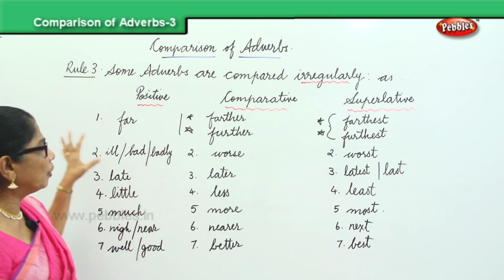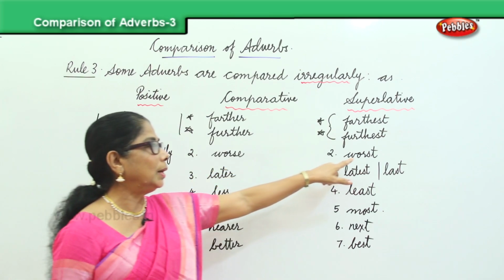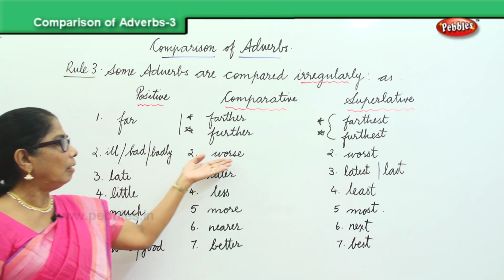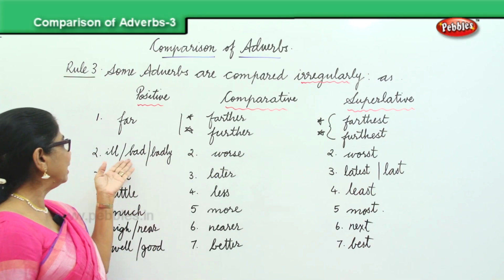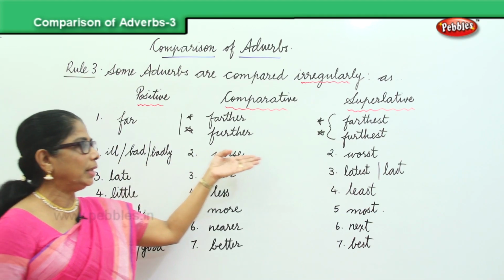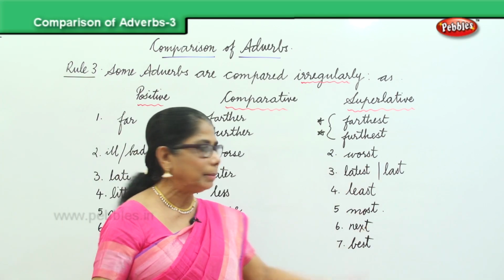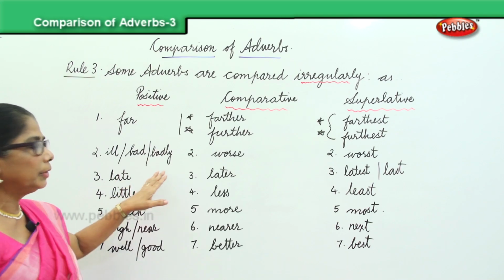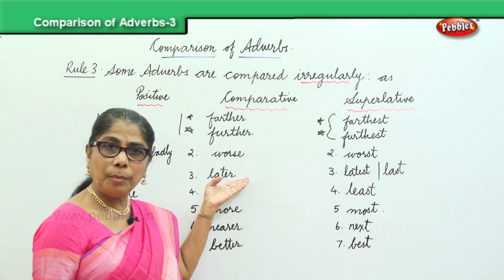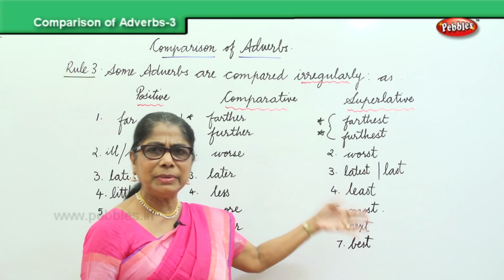Ill, bad, badly. For all this, the comparative was worse, superlative worst. Whether it is illness or writing anything, he writes badly. His writing is worse today. His writing is the worst in the examination. So comparing. Then late. Tom came late. Tom came later than Mary. Tom is the latest. Tom is the last today.